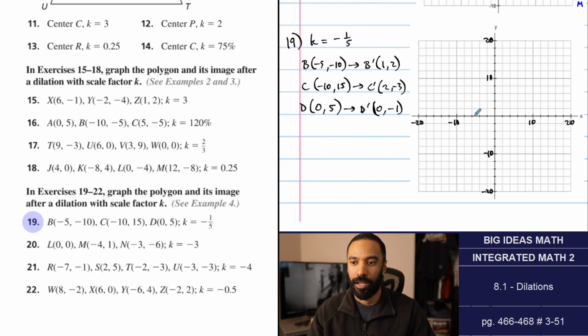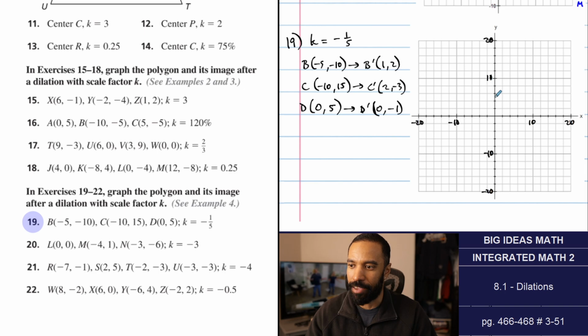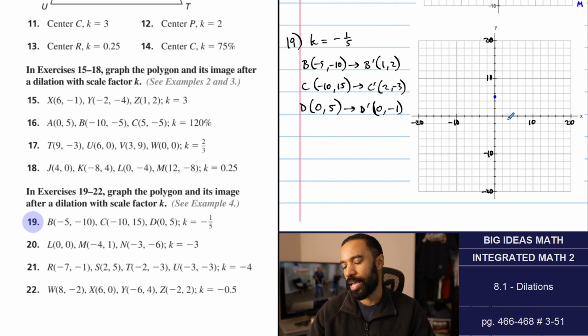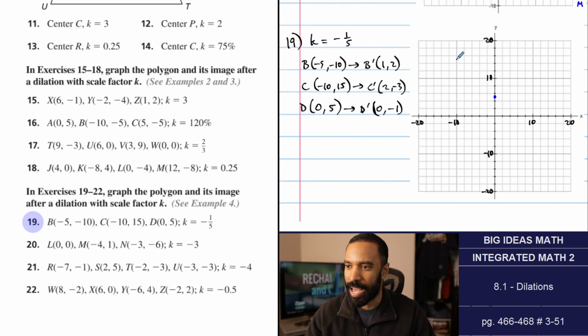Okay. D is at 0, 5. Now 0, 5 is right here. C is at negative 10, 15. Now that's right there. That can actually fit. C and D. Where's B? 1, 2. Where should I put this? Right here, I guess. B is at 1, 2. This is a weird looking shape. Hope it's the right looking shape. B, C, D. And we're going to negative 1/5 it.